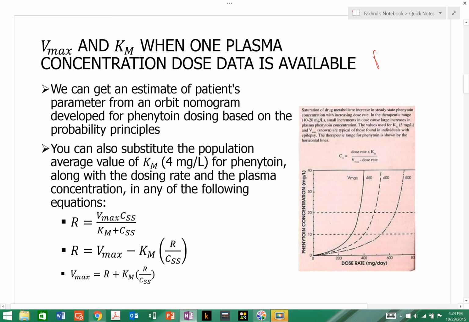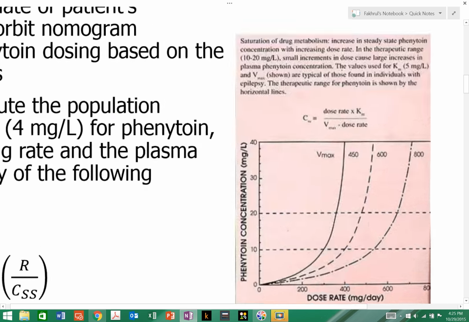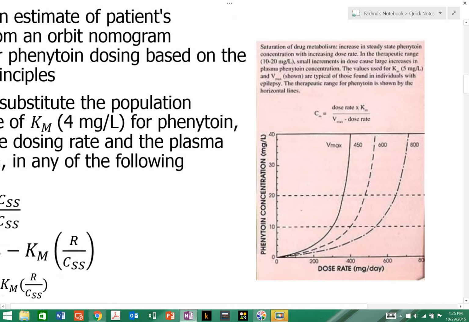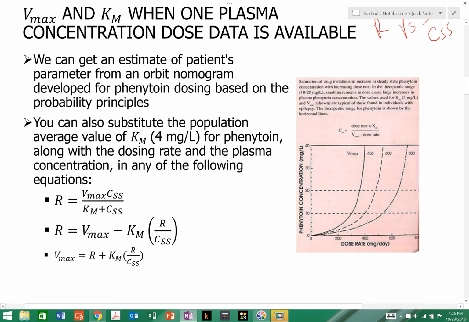We do R versus R by CSS, but you have only one plasma data. In that case, you can use Km. You can use either this nomogram like this. These are old style, but these things are now available in computer. You can put Km, Vmax. You can calculate dosing rate.